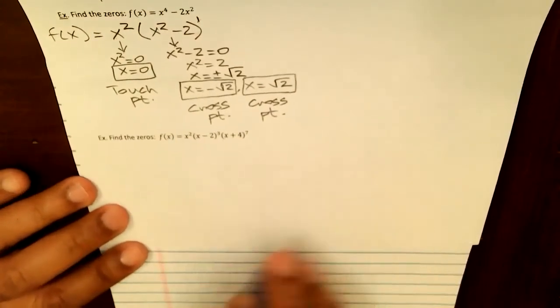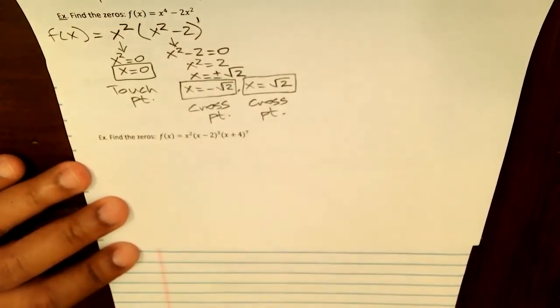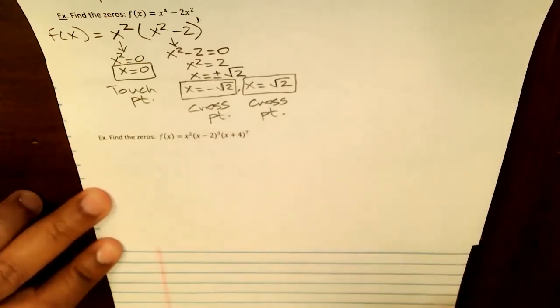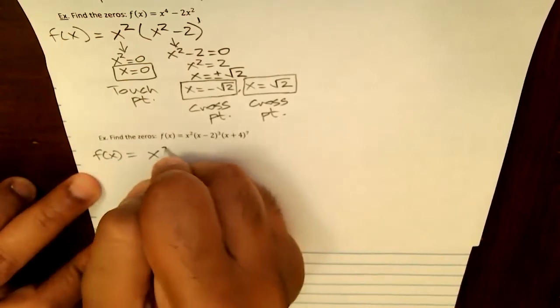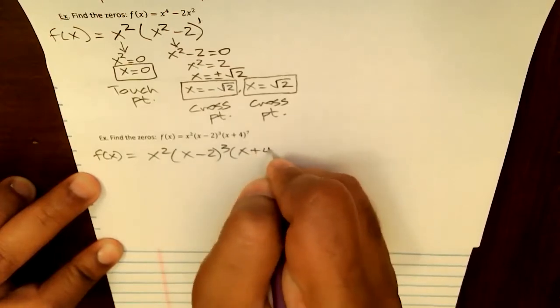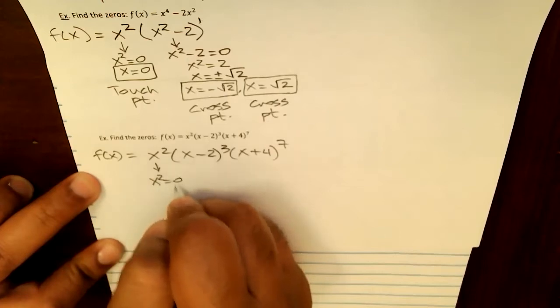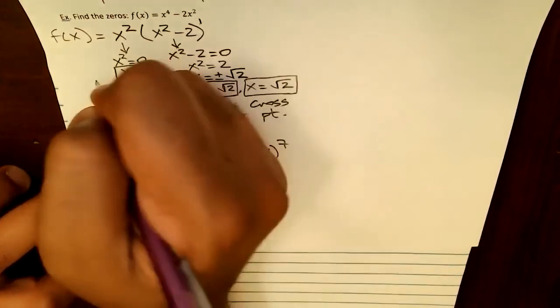For the final example, we have the function x squared, x minus 2 cubed, x plus 4 to the power of 7. The nice thing about this one is that it's already in factored form. So if it's already in factored form, we simply have to let each factor equal 0 and then solve for x. So the first one, if I set x squared equal to 0, that's just going to give me x is equal to 0. There is my first 0.